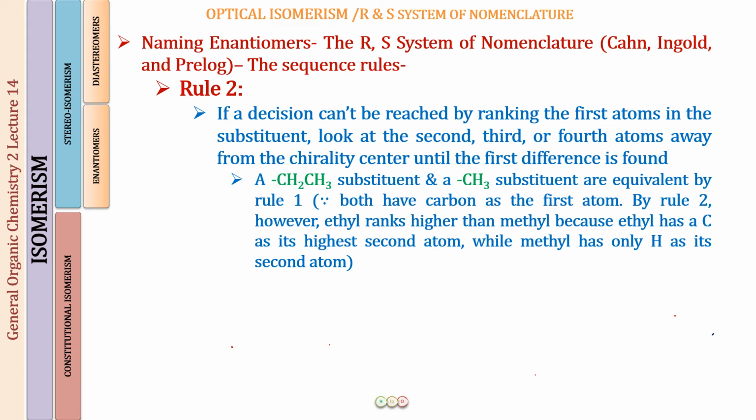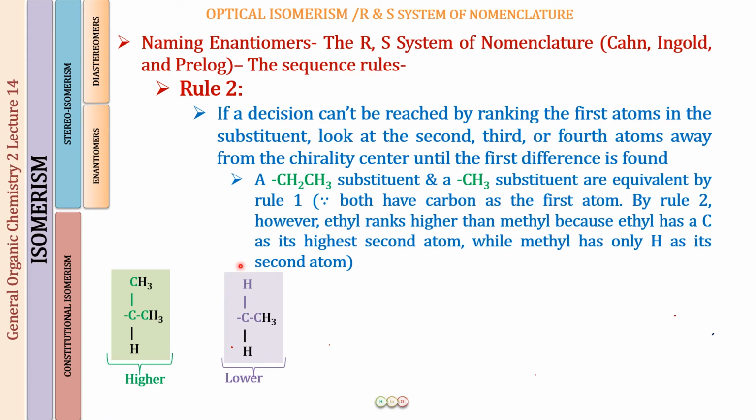Okay, so let us look at one more example. Now in this example, these are the 2 points of controversy, the two groups which will be attached to the chirality center, where you will be looking at the second atoms. So this is a carbon which is attached to a chirality center, and on the other side this will be the group which will be attached to the same chirality center, and you are comparing both of them. So you are going to again write that to this C, what is attached? A C and a H.